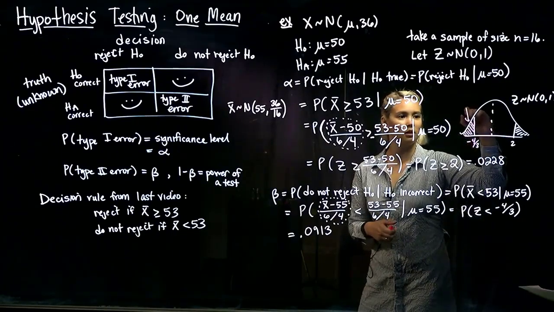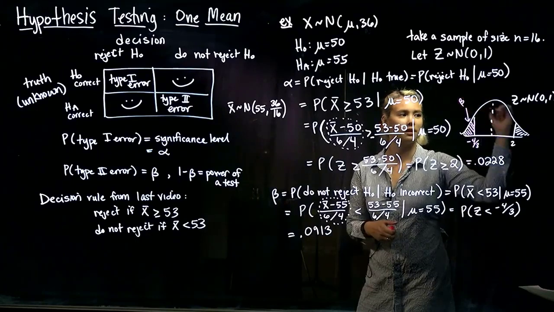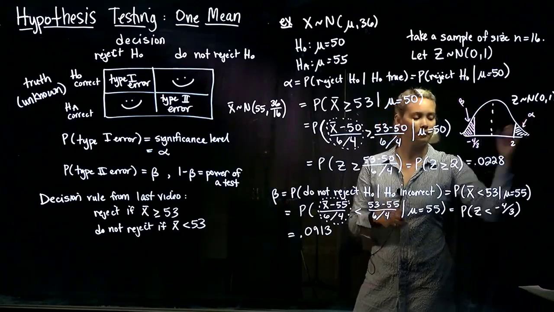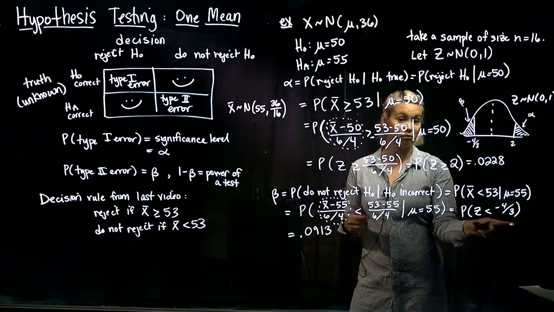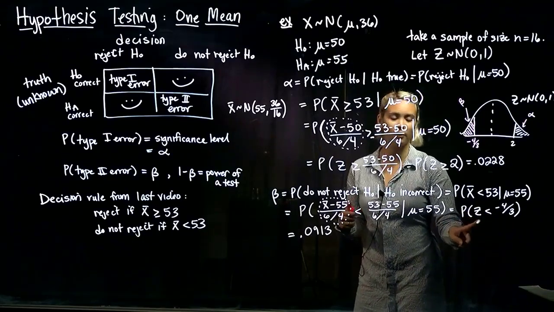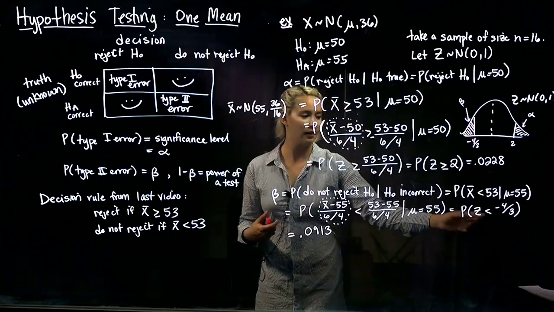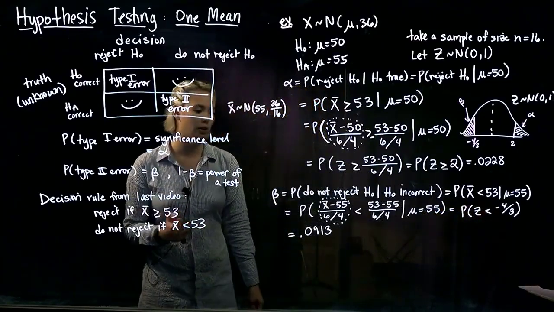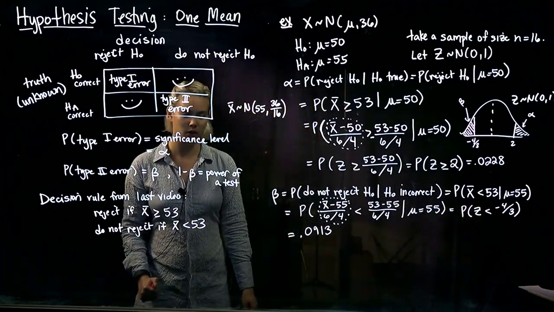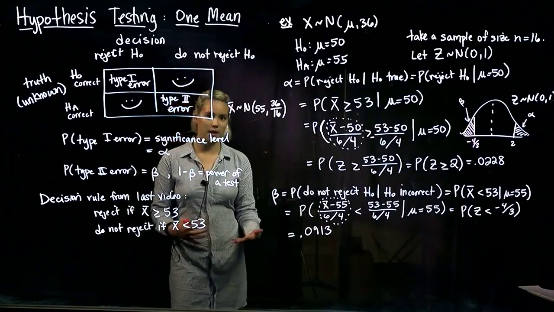So this is our beta, the type 2 error. Again, this is a standard normal random variable, so we can go to our table or we can use pnorm in R to figure out that this probability is 0.0913. Okay, so again, what does this mean?